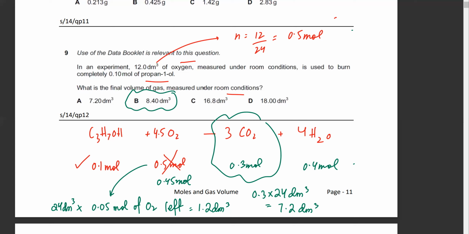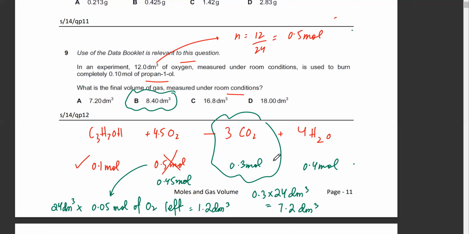Yes. I mean, this was a difficult question. The reason was that because it had limiting and excess, you had to figure out whether to use 0.5 moles or 0.1 moles. So we figured out that this is the limiting reactant. This was the excess. We just cut it out. All moles were calculated using this one. That was the first difficult part.